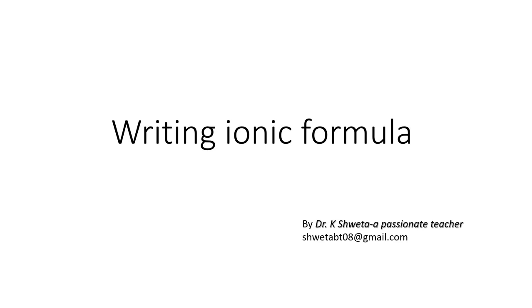Dear student, in this video I am going to talk about how to write the ionic formula. As the name suggests, ionic formula means what? An ionic formula is basically an ionic compound where you will always have a positive ion called a cation and a negative ion called an anion. So the ionic compound is always made of two things.